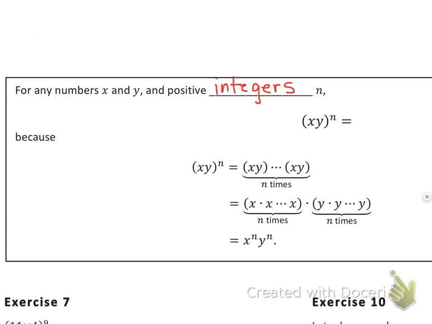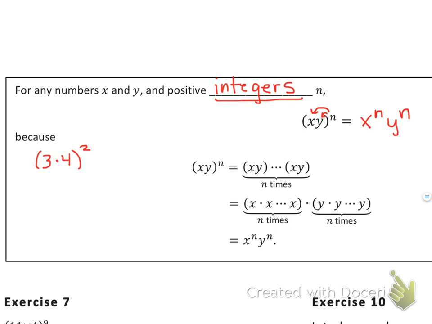So we continue looking at raising a power to a power when we have different values together as factors raised to the power. For any numbers x and y and positive integers n, x times y to the n power can be written as x to the n power times y to the n power. So we're sharing that power to each factor.